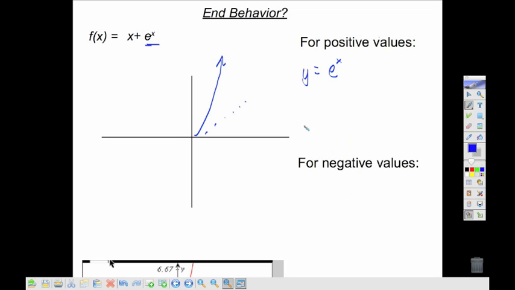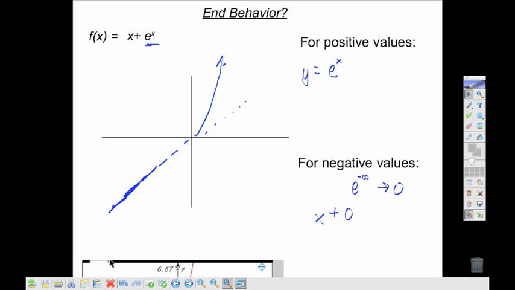For negative values, though, when we think about plugging in negative values to the e to the x function, since those are negative values, that is going to be going basically to 0. But x is going to keep going down. So if we want to know what's happening for the end behavior, we want to follow x, because basically we're looking at x plus 0.